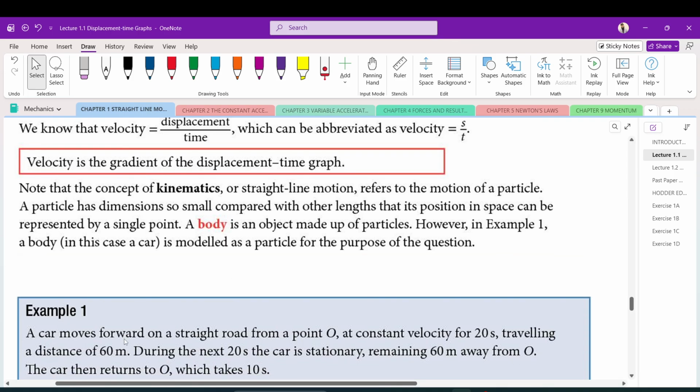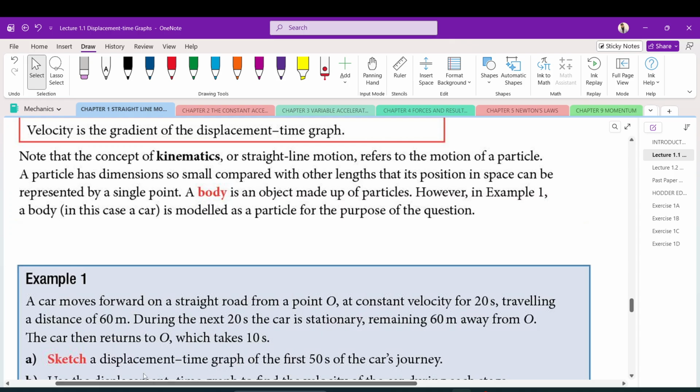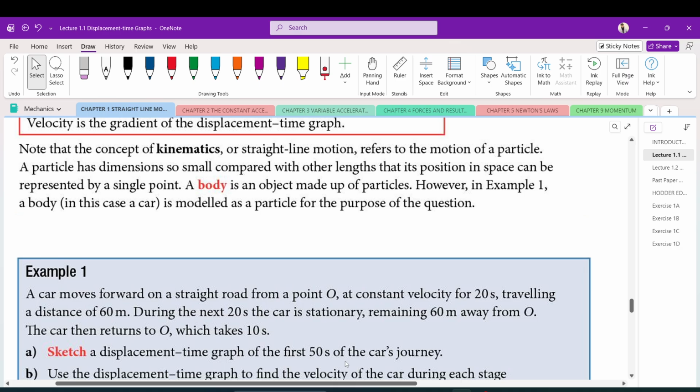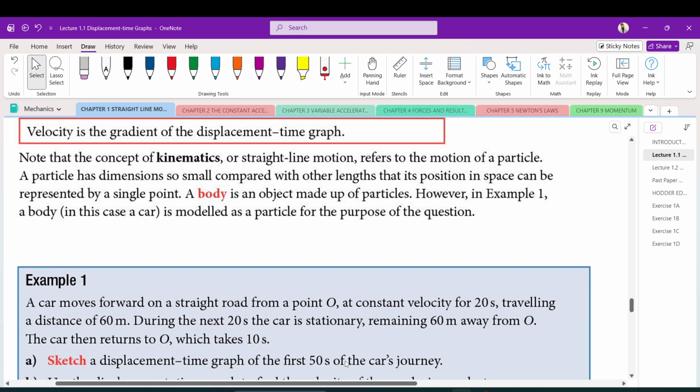A car moves forward on a straight road from a point O at constant velocity for 20 seconds, traveling a distance of 60 meters. During the next 20 seconds, the car is stationary, remaining 60 meters away from O. The car then returns to O, which takes 10 seconds. Sketch a displacement time graph of the first 50 seconds of the car's journey. So that's the first part of the question. You need to sketch a displacement time graph for the first 50 seconds of the car's journey.